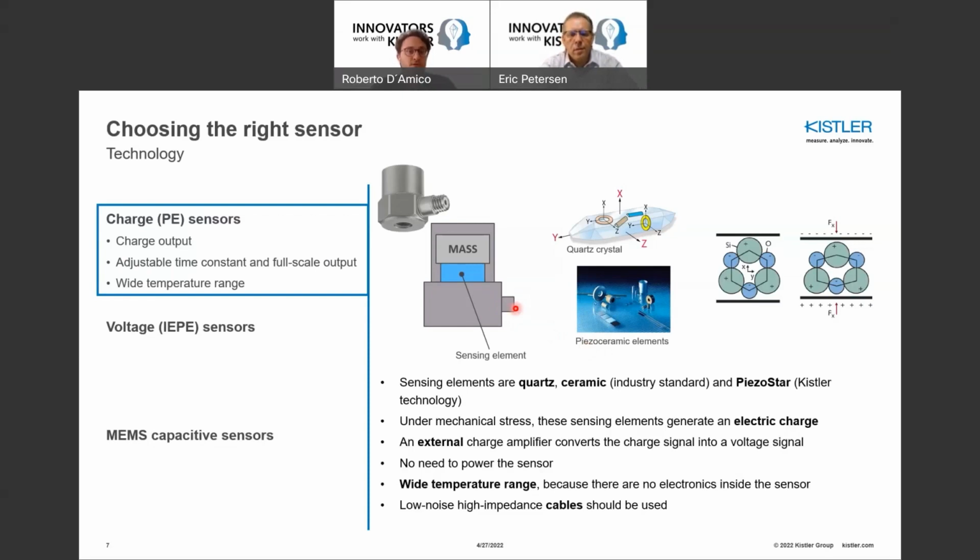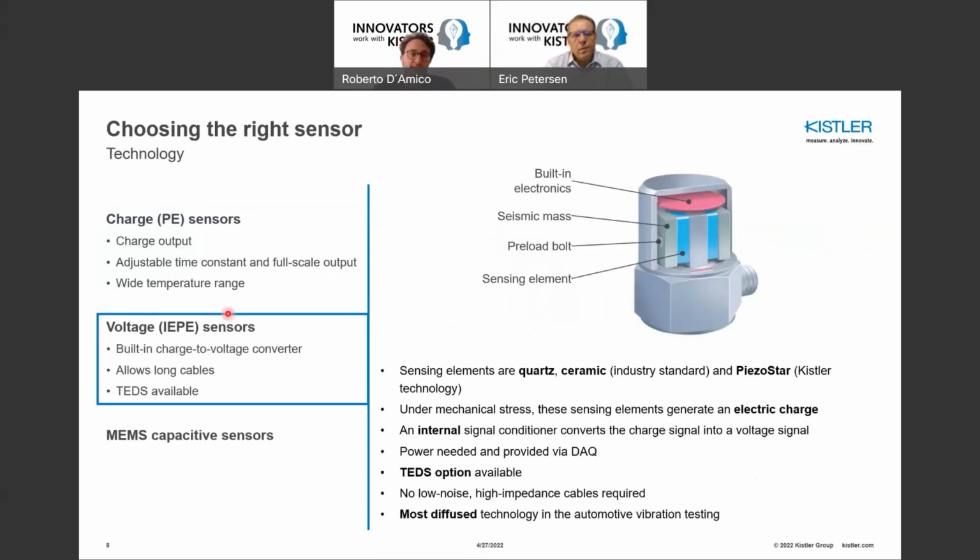So you will be able to adjust the time constant of your sensor and the full scale of the output. Now, what I just said is basically that we have electronics which is outside of the sensor. So the natural next step is to bring electronics inside the sensor. And this is how we end up with the voltage IEPE sensor, so integrated electronic piezoelectric sensors.